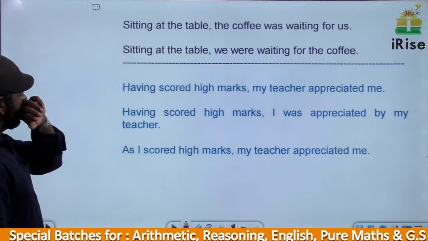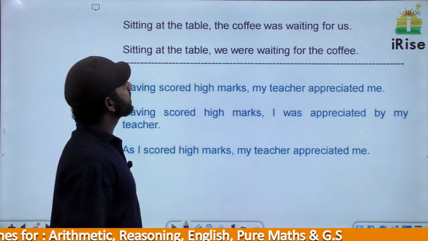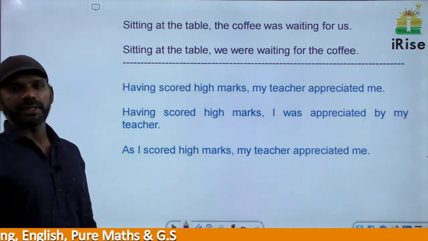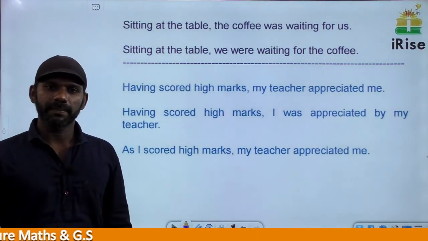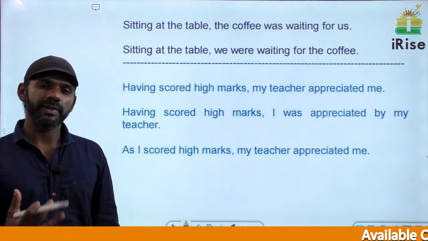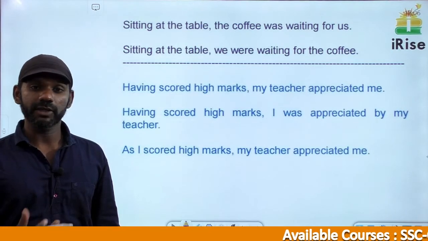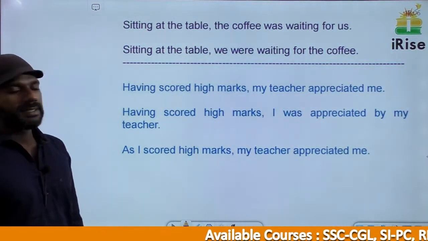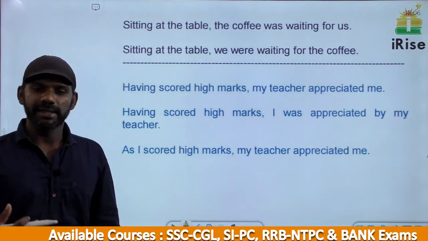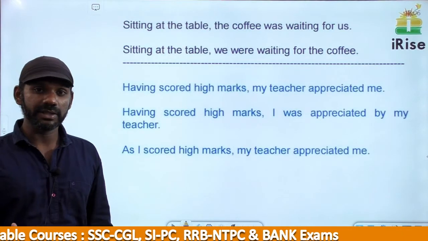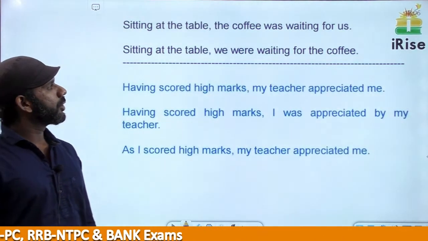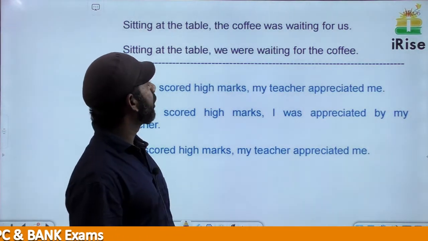The next one. Sitting at the table, the coffee was waiting for us. Now, anyway, it does not make sense, because the coffee will not wait for us. If you keep the coffee here and call me, I say 5 minutes. Should we say the coffee is waiting for me? No. I can wait for the coffee. Coffee cannot wait for me. Right. Now, sitting at the table means what? Near the table. Sitting on the table, you know. Sitting at the table means near the table, next to the table, adjacent to the table, beside the table. Right. Sitting at the table, the coffee was waiting for us.